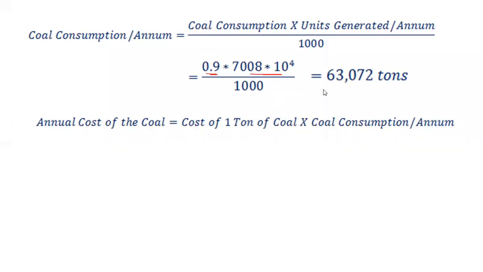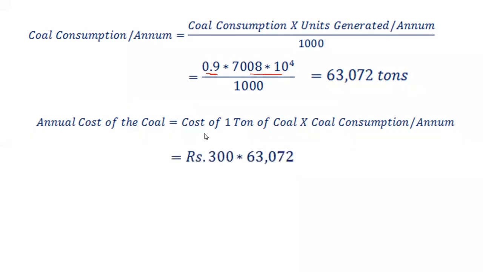Now we can find out the annual cost of the fuel. Now all the data is available. That is cost of 1 ton of coal into coal consumption per annum. In the problem, 1 ton of the coal costs 300 rupees, and the coal consumption per annum is 63,072 tons. Substitute these two values, we are getting the answer.